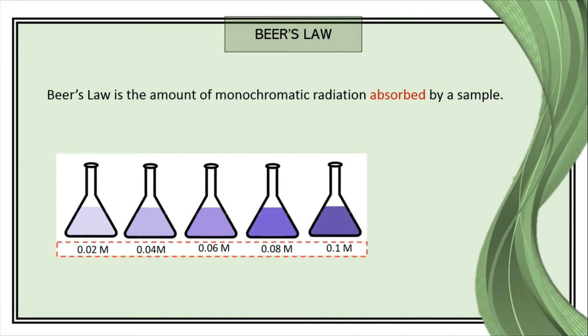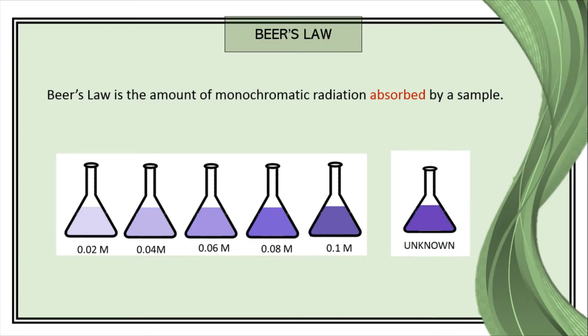It is not uncommon to run a solution in the lab that we do not know the concentration of. For example, here on the right, this is a solution of the same sample that we don't know the concentration or molarity of. We can estimate the unknown concentration based on the intensity of blue color in that solution. When we look carefully, we can see that the color is darker than 0.08 molar but lighter than 0.1 molar, so the molarity can fall between these two regions. However, we need more accuracy to obtain the exact concentration, and this is how Beer's law can be applied.